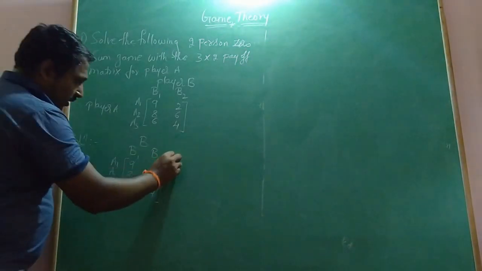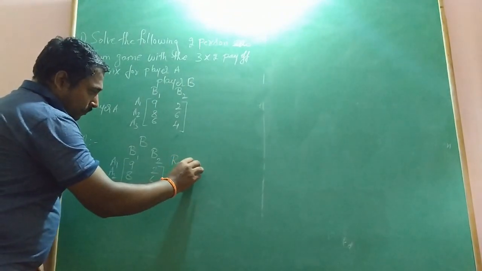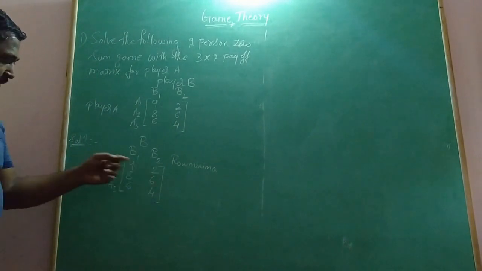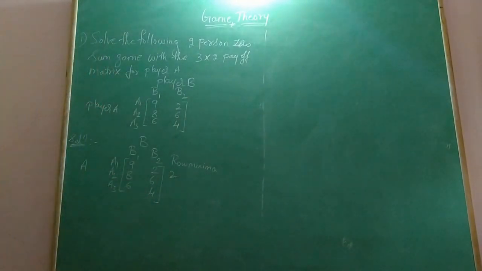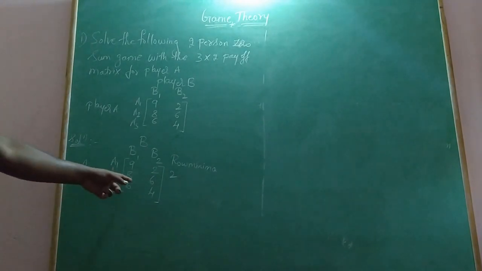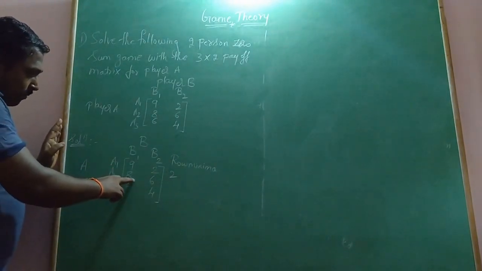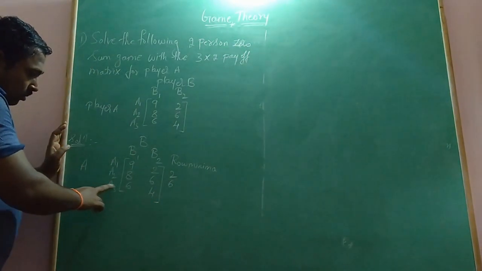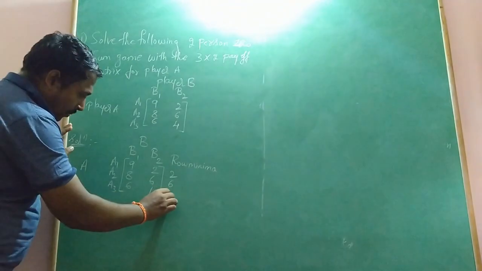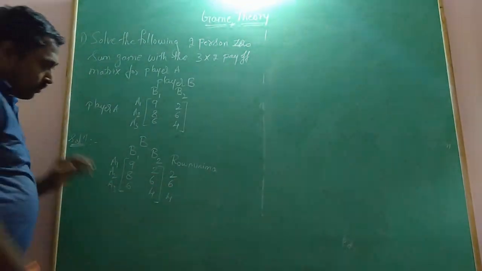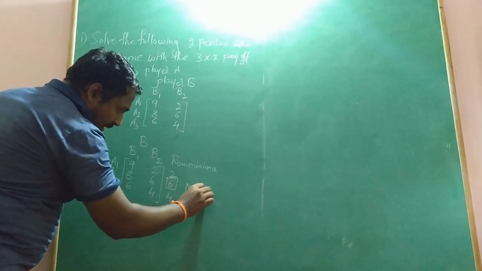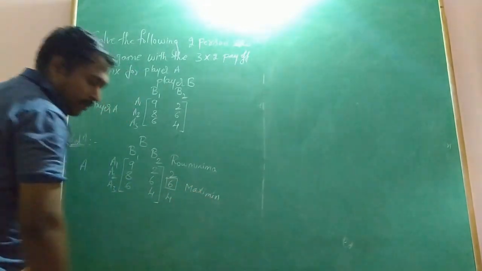First you need to find out the row minima. In the first row, out of 9, 2, the minimum is 2. Similarly, in the second row, out of 8, 6, the minimum is 6. In the third row, out of 6, 4, the minimum is 4. Out of these minima, the maximum is 6. Here you write maximin.